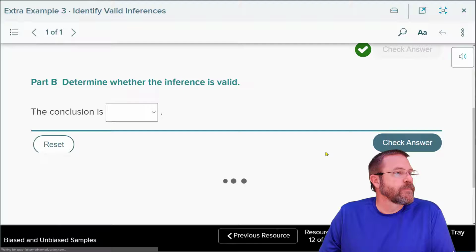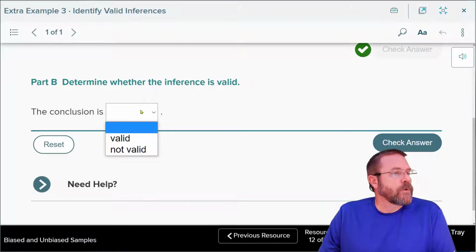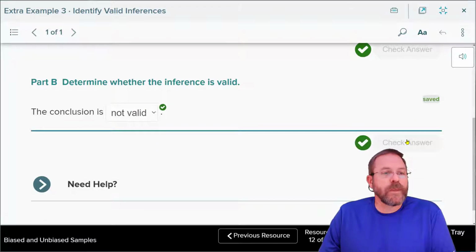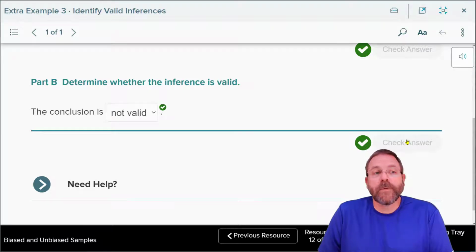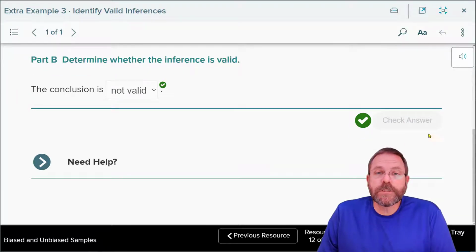Check. That checks. Now, therefore, the conclusion is not valid, so they cannot say that indeed candidate A is going to be the winner because they did not do a good solid survey of the entire population. A good example of a biased sample.